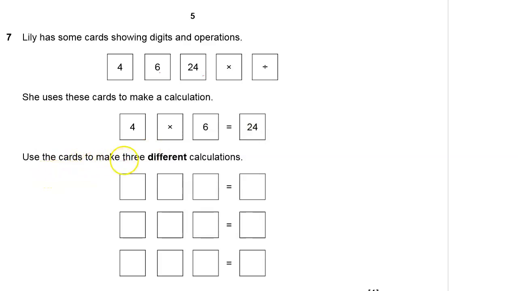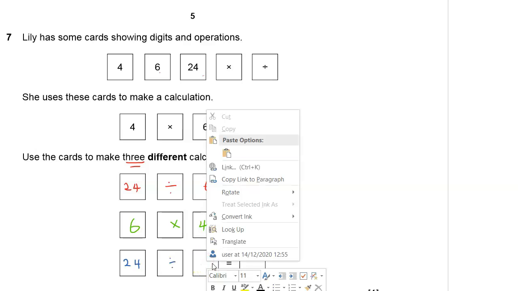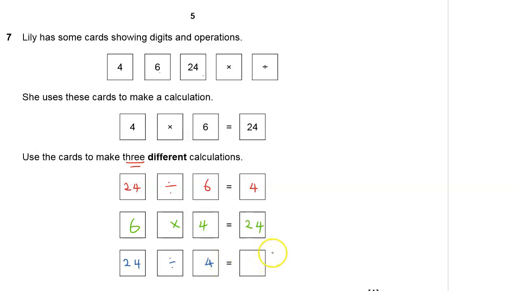Our question is, use the cards to make 3 different calculations. Therefore, you can take the first card as 24, and when I divide by 6, of course I'm going to get 4. You can use other cards. Of course you can take 6 multiplied by 4, I'm going to get 24. You can also take two other cards. I can take 24 and I divide by 4. When I do that, I'm going to get 6. Those are 3 different calculations.